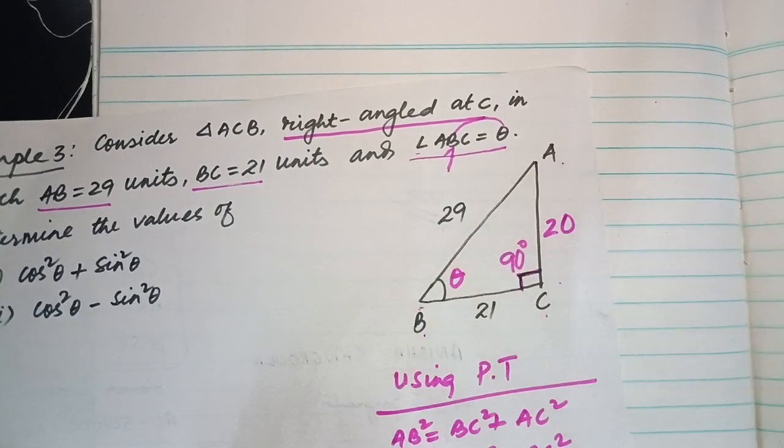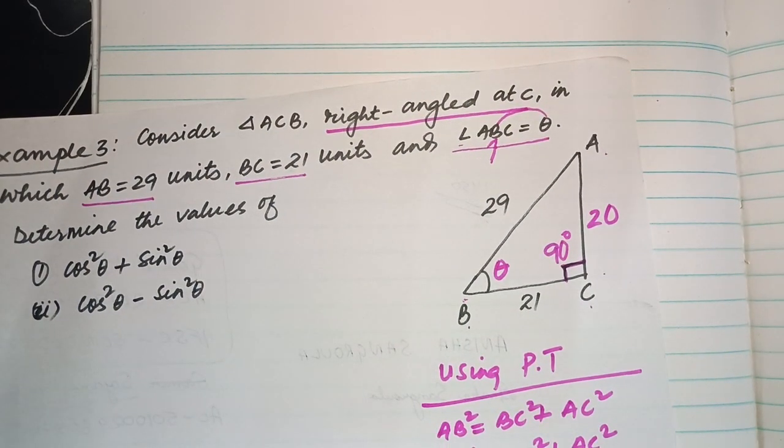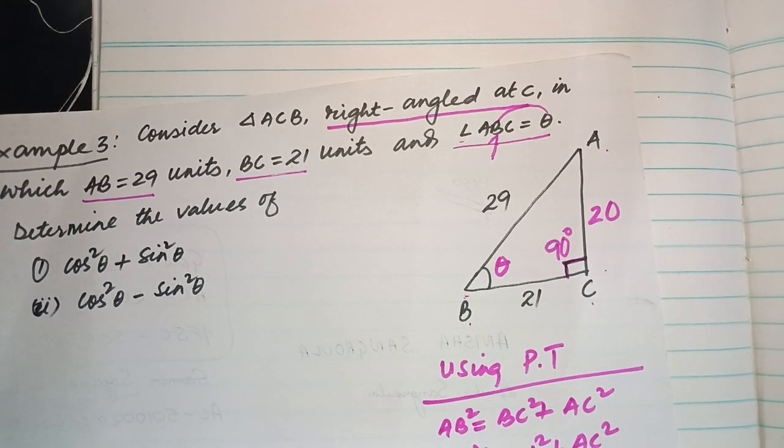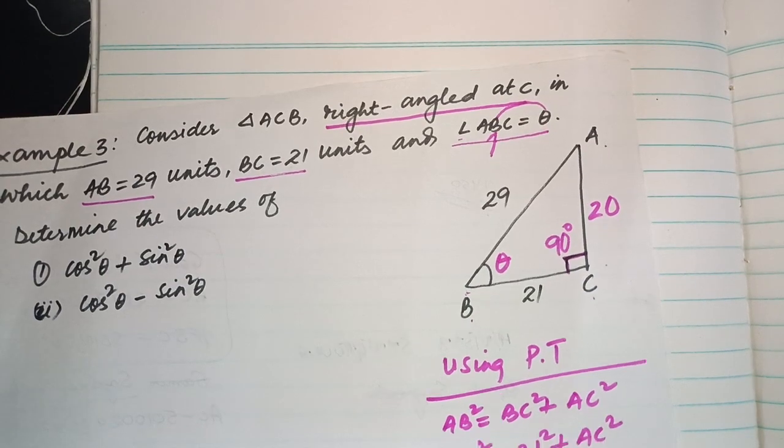So you write here. Now all three sides are there. Now you can find any of the trigonometric ratios, or you can proceed with any kind of question, as you have all the sides at your fingertips, right? So let us continue.